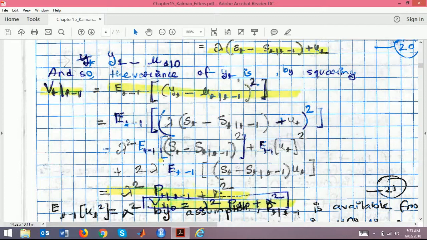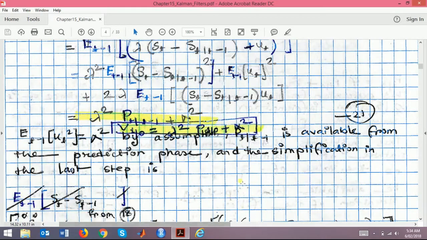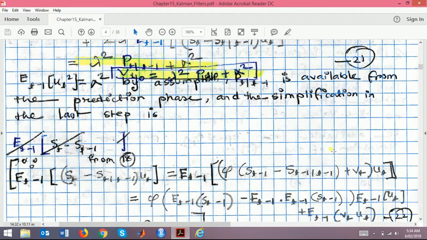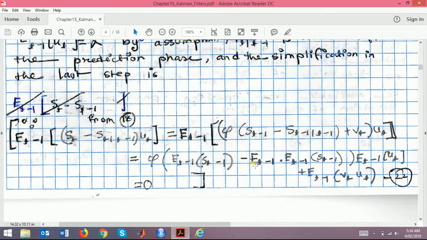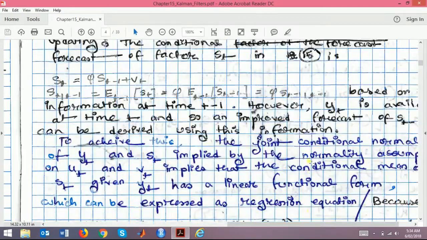So now that we are going to use here, V10 equals λ squared. Instead of φ squared, you're using λ squared P10 plus σ squared. So in the conditional mean we used S10, and in the conditional variance we used P10. By assumption, P(t|t-1) is available from the prediction phase, and the simplification in the last step is simply that we have all the information available to us, and we do a simplification in the last stage.